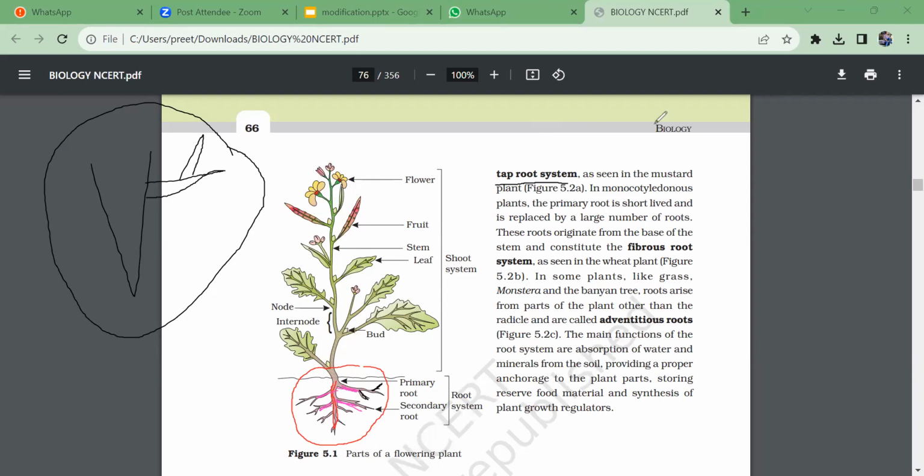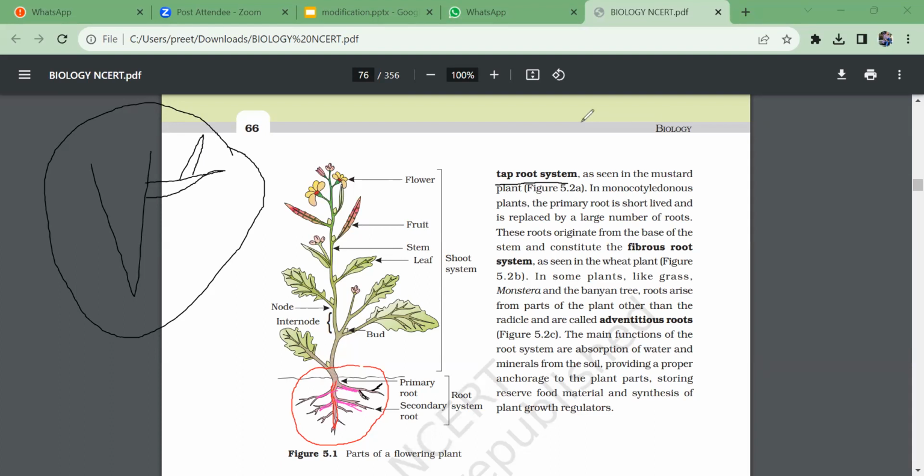Which part of the seed gave rise to the primary root? Just now I told. Sorry, ma'am, your question was? Which part of the seed gave rise to primary root? Radical. Yes, radical. Primary root originates from radical.